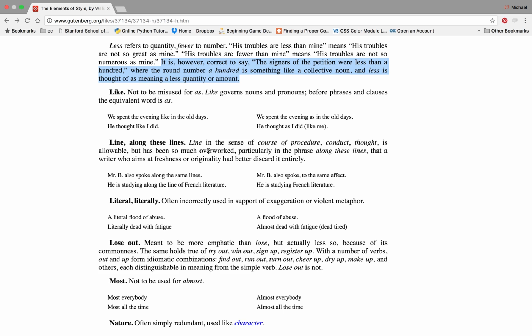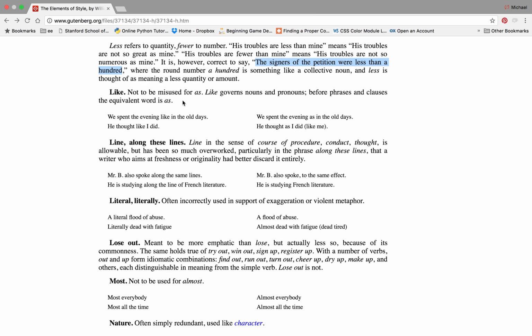So, it is, however, correct to say, less is thought of as meaning a lesser quantity or amount. So now let's go over it. "The signers of the petition were less than 100," because it's a collective noun. "The signers of the petition were fewer than 100." This is interesting, I think either one could make sense. Well, 100 is sort of a collective noun. Interesting distinction.